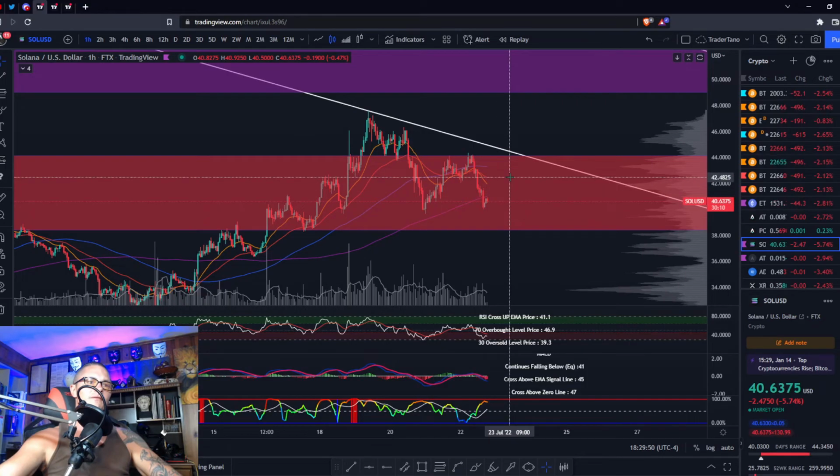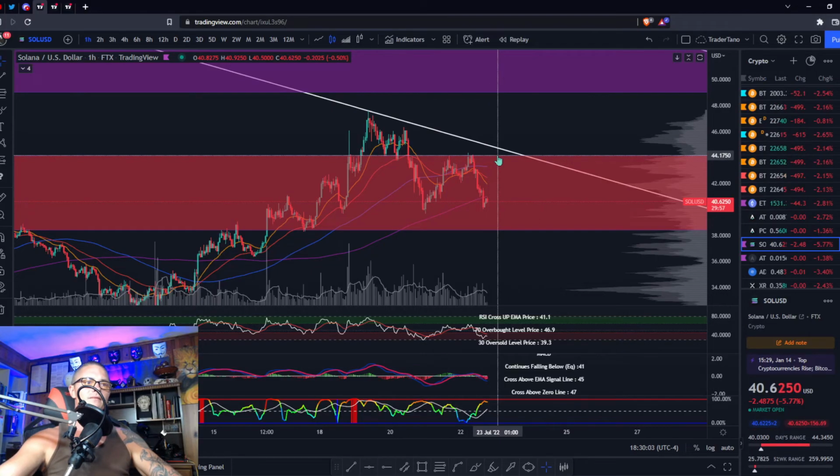We need to get back above the 50. We need this 21 to curl back around. First, we have to reclaim the 200, obviously. But if we can get back above all major moving averages, I think we would have a quick stop, 44, 15 area. But honestly, I think we'd break out and go to $50.